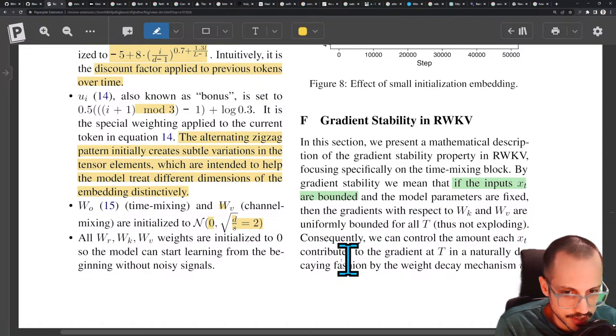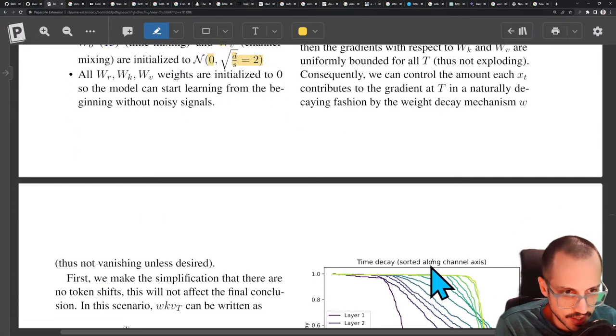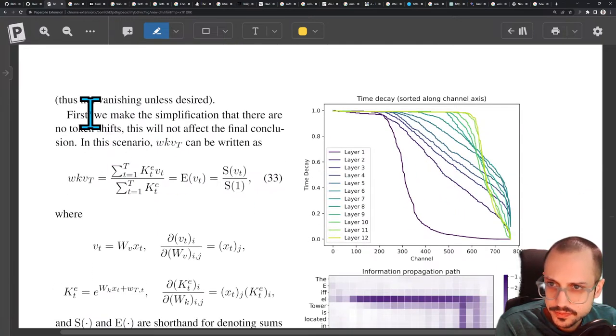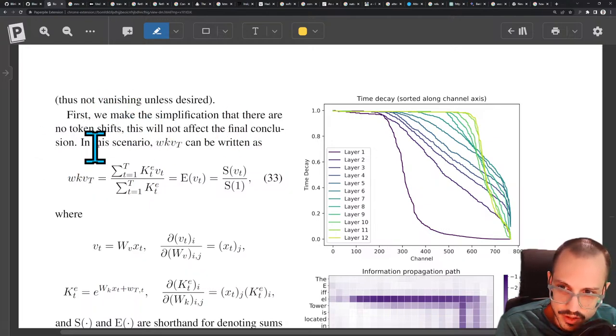We can control the amount XT contributes to the gradient at T in a naturally decaying fashion by the weight decaying mechanism. First, we make the simplification that there are no token shifts. This will not affect the final conclusion. So the famous WKV operation, they can rewrite that as this here, separating into the numerator and denominator.